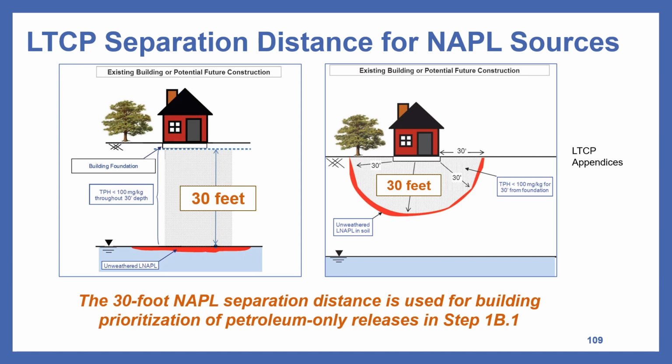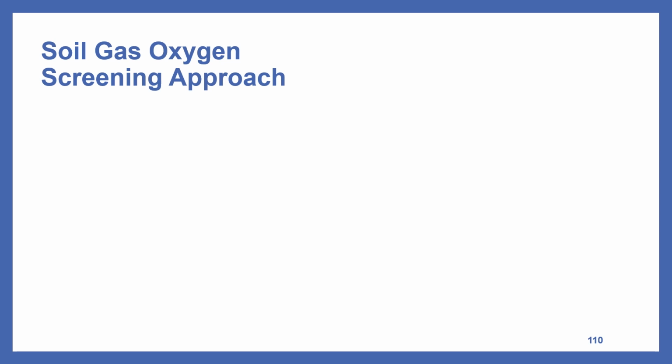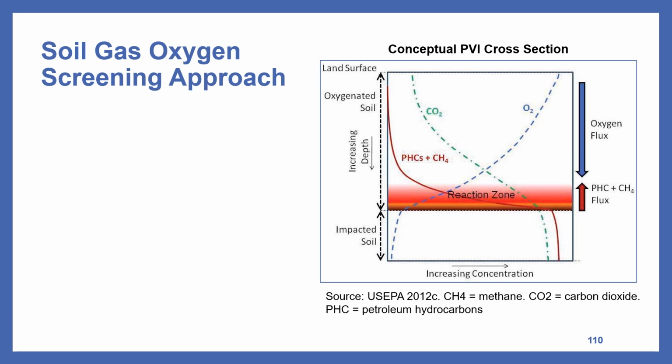Now I'd like to describe our second PVI screening approach, which we call the soil gas oxygen screening approach. To do that, I'm going to walk you through this conceptual PVI cross-section from US EPA to give you an idea how biodegradation acts on the petroleum vapors to reduce concentrations. This diagram is set up with increasing depth on the y-axis on the left, so you have the land surface at the top, and then you have your impacted media at the bottom. And on the x-axis, we have increasing concentration to the right that is used for these three different curves that are plotted.